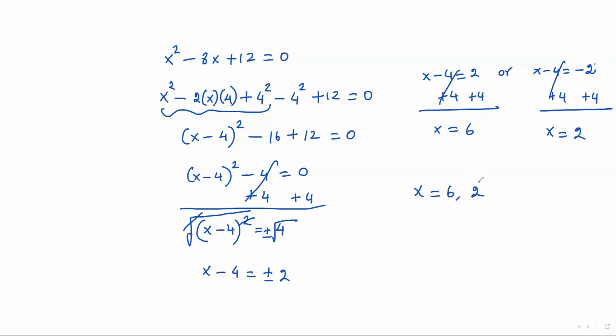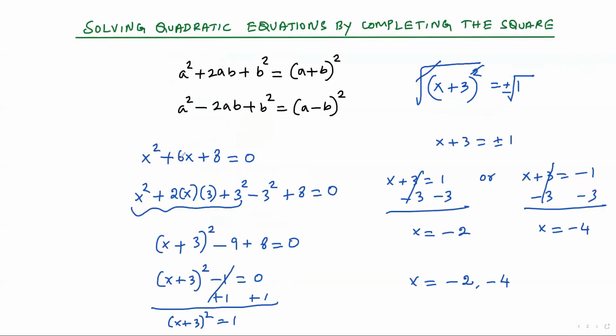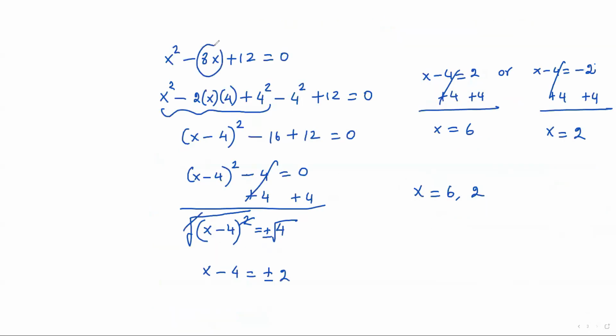Here we have seen two examples. In both examples, when I look at the coefficient of x, it's a multiple of 2. So we can easily write the x term in the form of 2ab. If I consider the previous example, I have 6x. 6 is a multiple of 2, so I can write this in the form of 2ab, that is 2 times x times 3. In the second case, 8x is also a multiple of 2, so it can be written in the form of 2ab, that is 2 times x times 4.